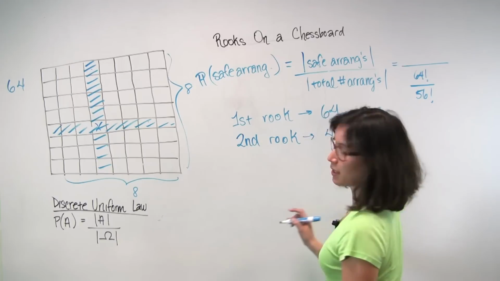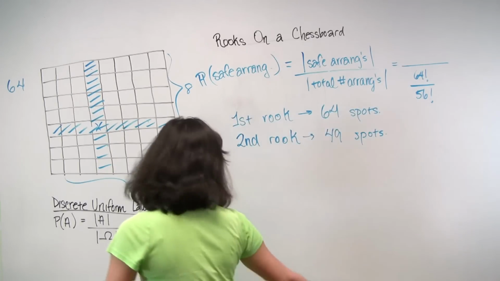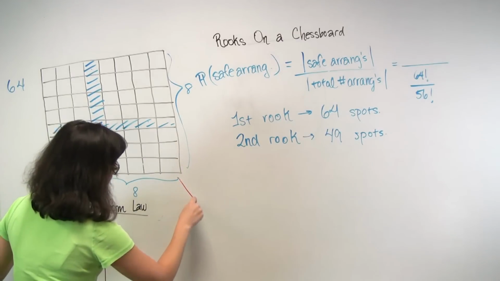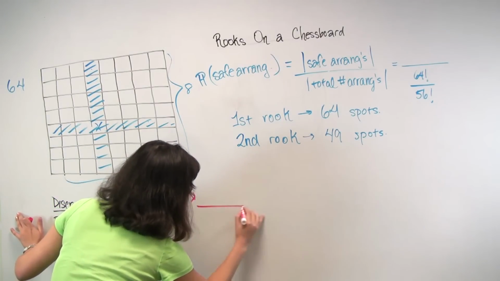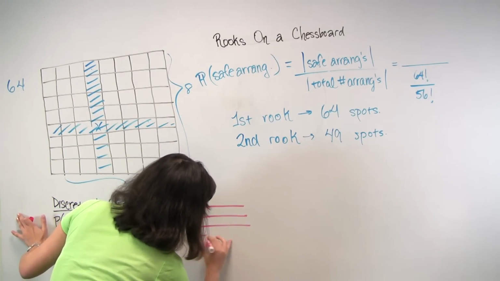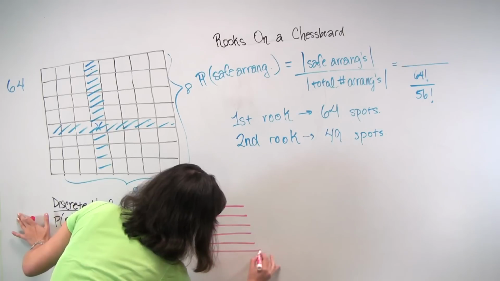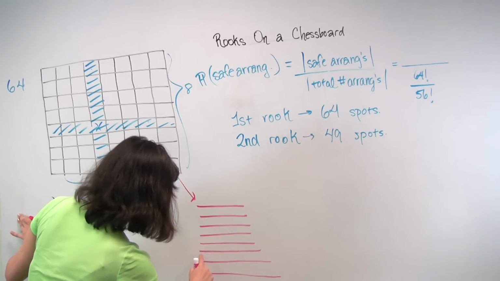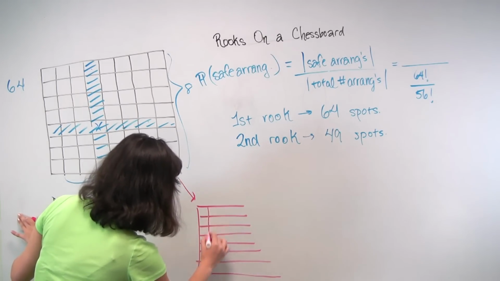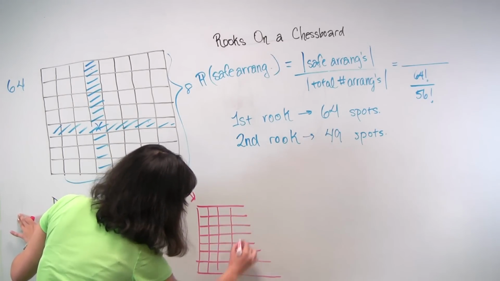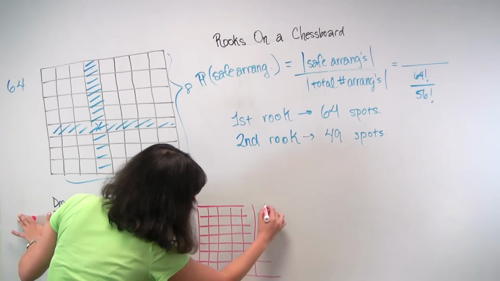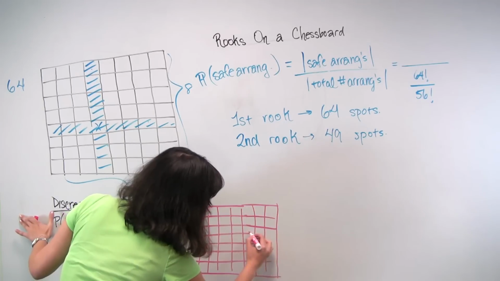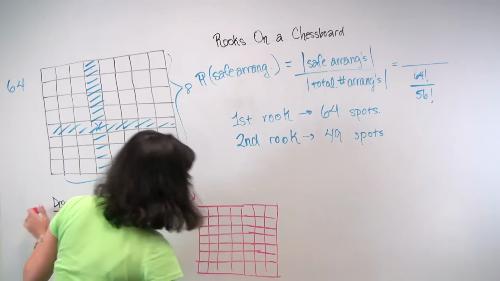So let's do this experiment again. Let me rewrite the reduced 7x7 chessboard. You're going to have to forgive me if the lines are not perfect. 1, 2, 3, 4, 5, 6, 7. 1, 2, 3, 4, 5, 6, 7. Yep, I did that right. And then we have 1, 2, 3, 4, 5, 6, 7. Okay, that's not too bad for my first attempt.